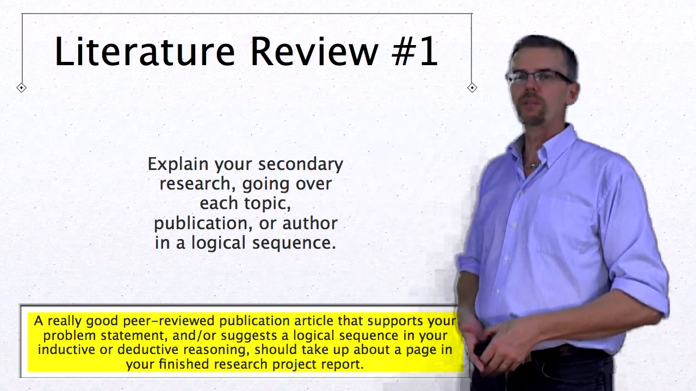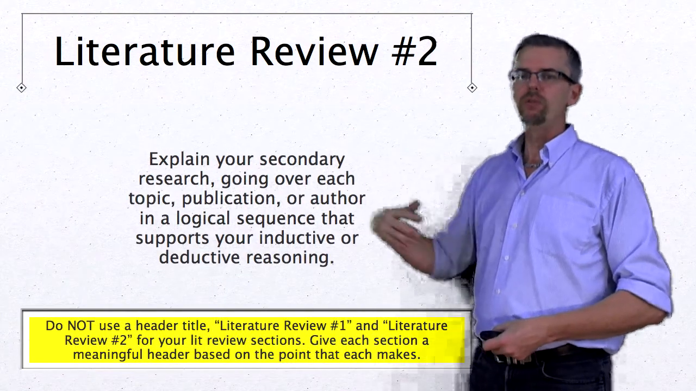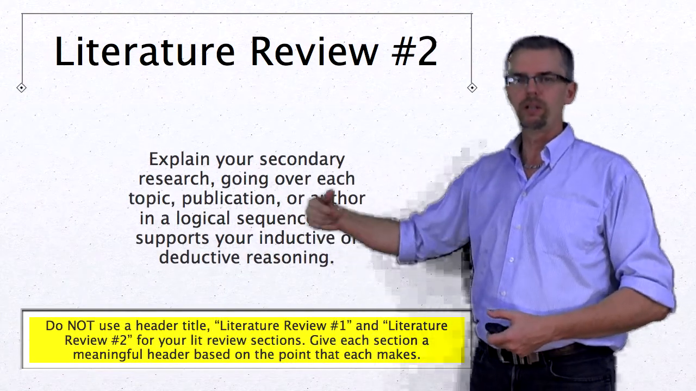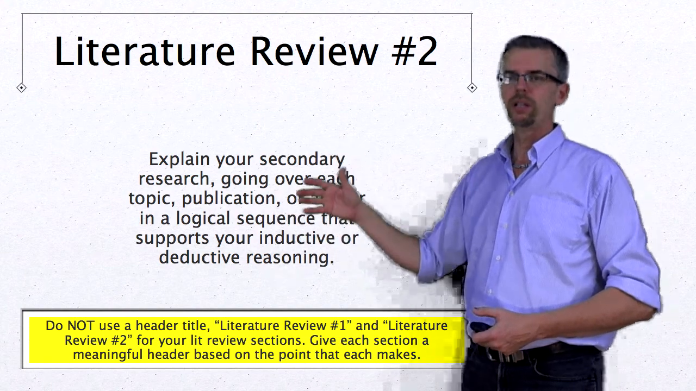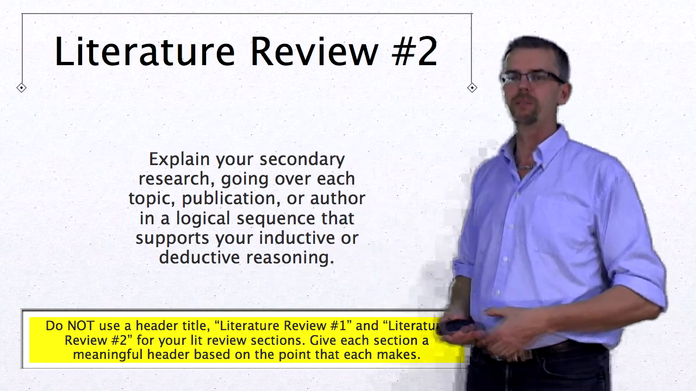So literature review number 2 follows behind it. Do not use a header title, literature review number 1, literature review number 2 in your review section. Give each section a meaningful header based on the point that each makes.